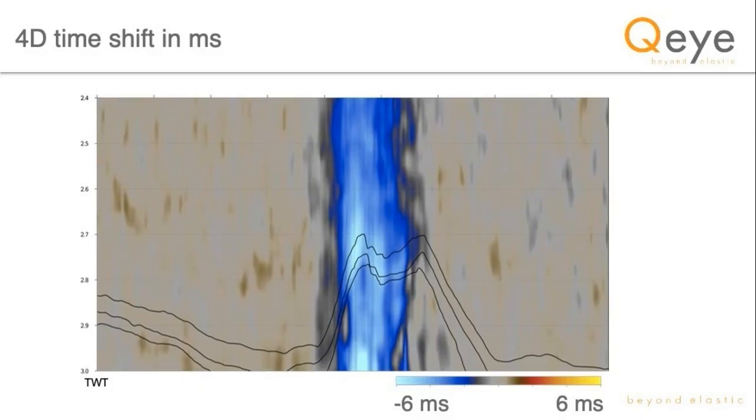This is how it looks for the 4D time shift in milliseconds. So here you see it's from about 4 to 6 milliseconds over the central crest of the field. So fairly significant time shift had to be applied. Should also say here there's a gas chimney that certainly complicates things a little bit as well.